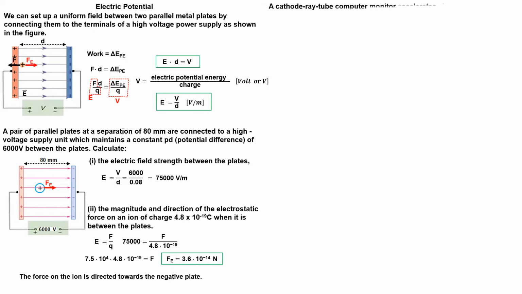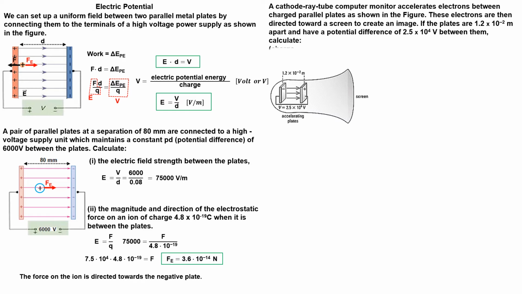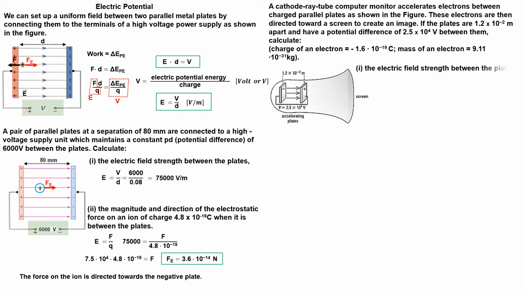A cathode ray tube computer monitor accelerates electrons between charged parallel plates as shown in the figure. These electrons are then directed toward a screen to create an image. If the plates are 1.2 times 10 to the power of minus 2 meters apart and have a potential difference of 2.5 times 10 to the power of 4 volts between them, calculate the electric field strength between the plates. To calculate the electric field strength between the plates, we use the formula.